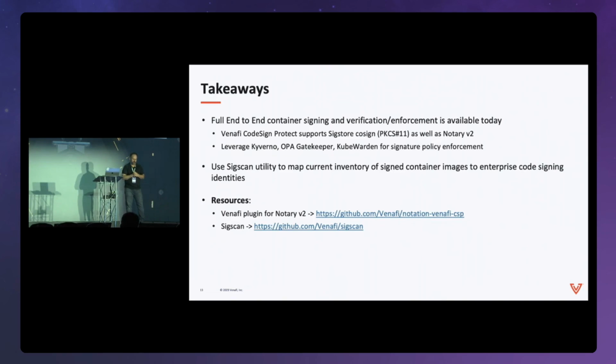As you continue to evolve and mature your own container app security, right? Combine this with utilities or ways to get visibility over these signed images, and like I said, SigScan is a pretty cool tool for that. And then leverage once again resources on the Venafi open source site for GitHub, both the Notary v2 plugin and SigScan. Thank you.